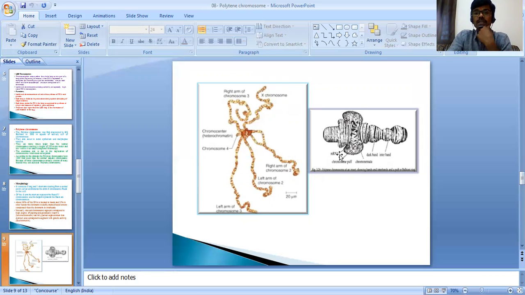This is the enlarged chromosome. Here are the bands, that is the dark bands and light bands. This is the interbands. This is the dark bands and interbands. This is the mRNA. Here are present the mRNA and the chromatins here.